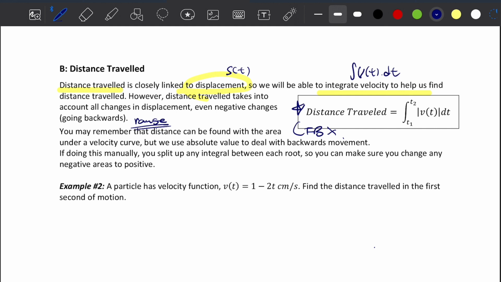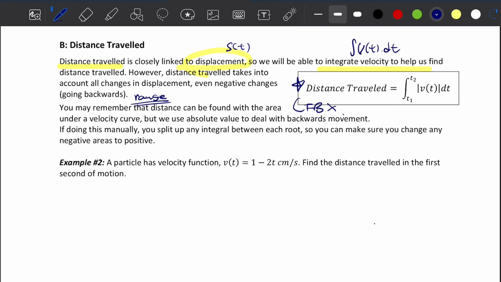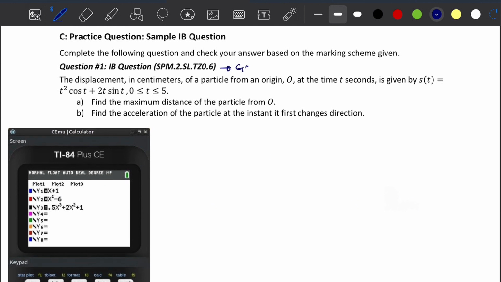Before doing questions like example number 2, let's apply this concept to an actual IB question. Here I have an IB specimen paper, and it's a paper 2 exam, so we can use the GDC. The question says that the displacement in centimeters of the particle from the origin O at time t seconds is given by s of t equals t squared cosine t plus 2t sine t, where t is between 0 and 5. Question A, we need to find the maximum distance of the particle from the origin O.